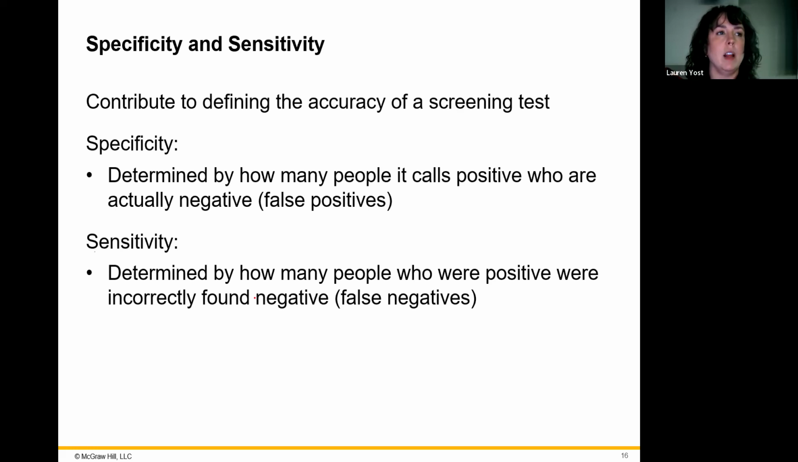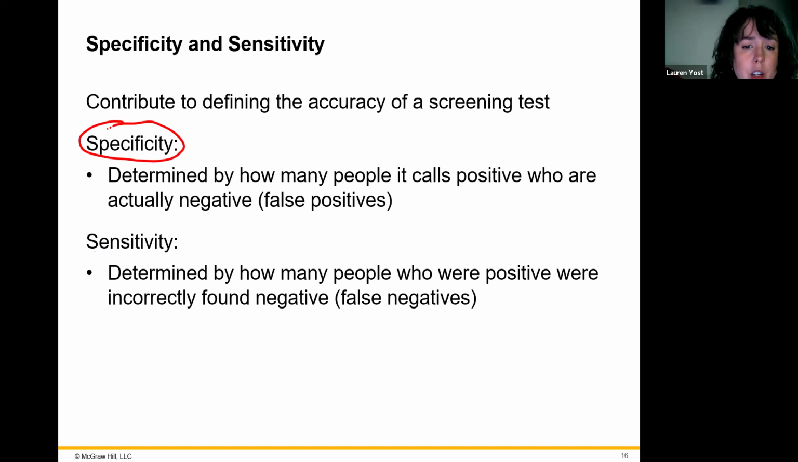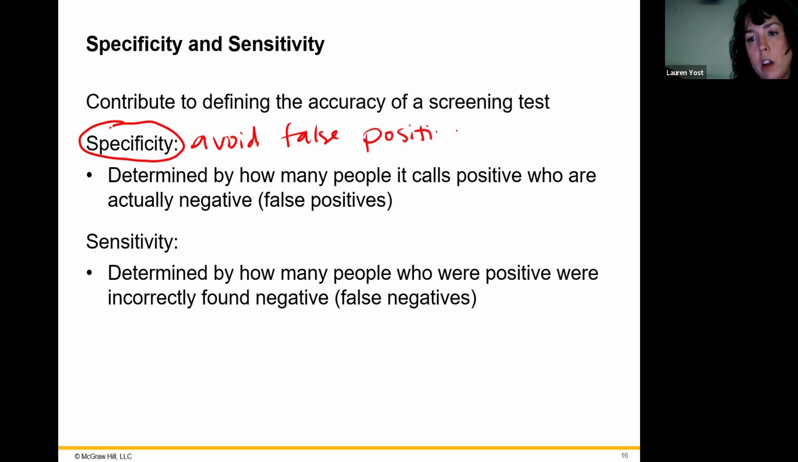Specificity and sensitivity. These are often confused by people. I'm going to try to walk through it and tell you how I remember it. So specificity is determined by how many people we call positive who are actually negative. With specificity, we are going to be avoiding false positives. You don't want to be calling people positive when they don't actually have that disease. We're being more specific about who we're calling positive.